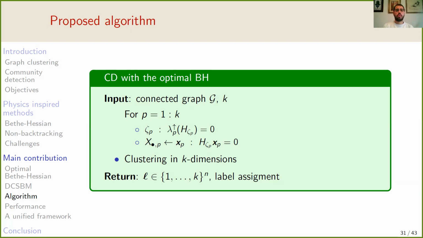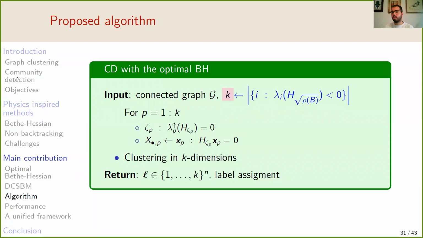From a practical viewpoint, implementing efficiently this algorithm has some challenges. The first one is associated to the value of k, which is typically not known in advance. But as initially suggested in Saade 2014, we can estimate this value of k as the number of negative eigenvalues of the Bethe-Hessian matrix for r equal to the square root of rho B. However, the efficient implementation of this was left as an open question.